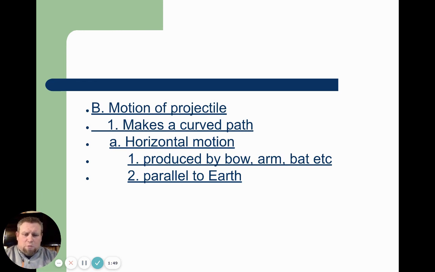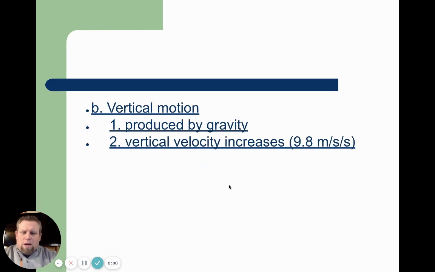And we know that that horizontal motion is parallel to the earth. So if you don't know what horizontal means, you can kind of visualize what parallel to the earth means. And I'm going to show you a diagram in just a moment here as well. The other type of motion that a projectile experiences is vertical motion. This is motion that is produced by gravity, because we know that gravity pushes down on objects all the time. And the vertical velocity is going to increase as it falls towards the ground at a rate of 9.8 meters per second squared, because that's the rate of acceleration due to gravity on Earth.